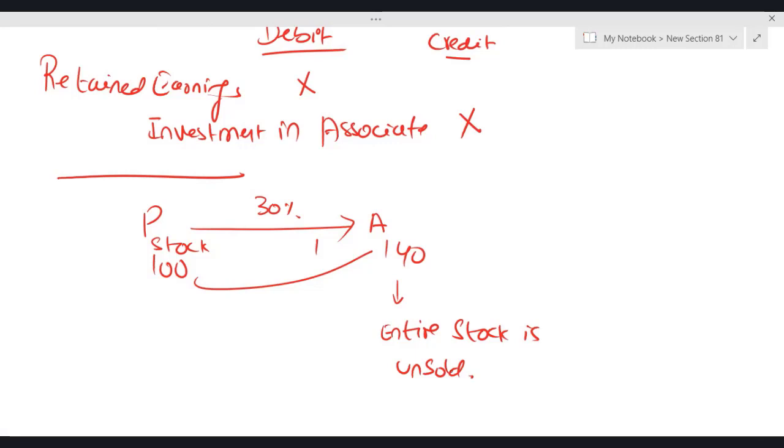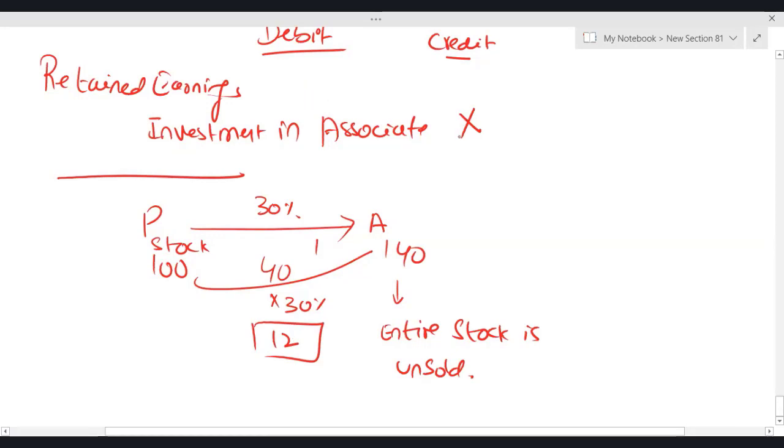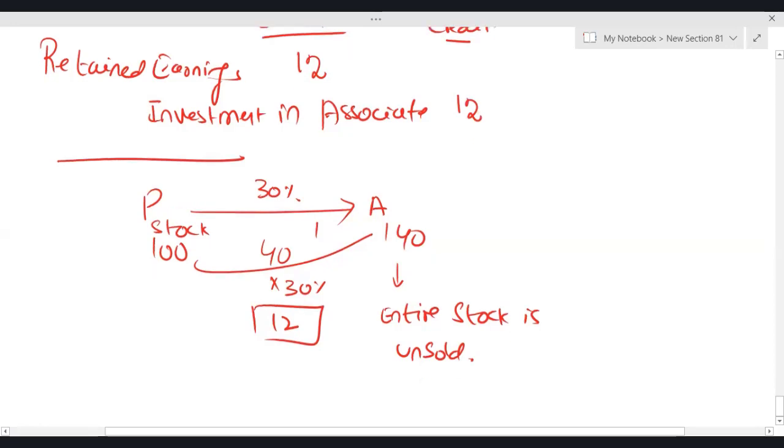We know that parent has sold stock which had a carrying amount of 100 million for 140 million. So parent has recorded a profit of 40 million. But you cannot eliminate the entire 40. Parent's holding in associate is just 30%. So we'll take 30% of this, which is 12 million. So simply, retained earnings debit, investment in associate credit.